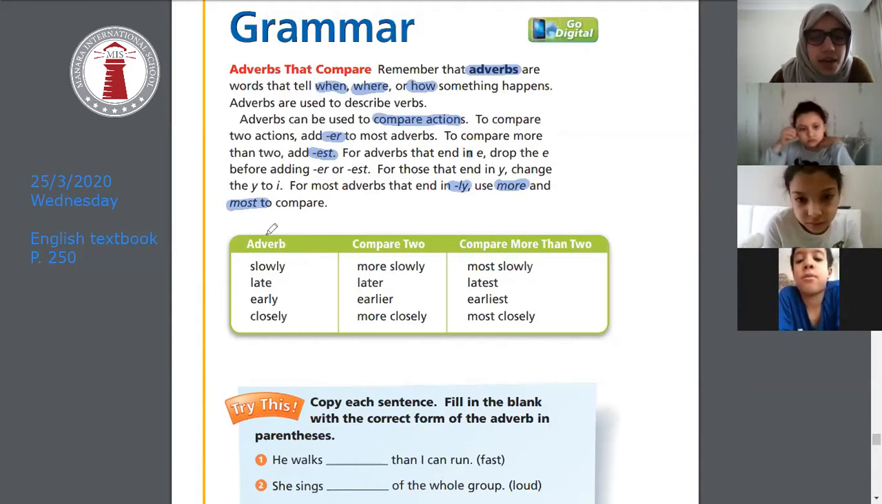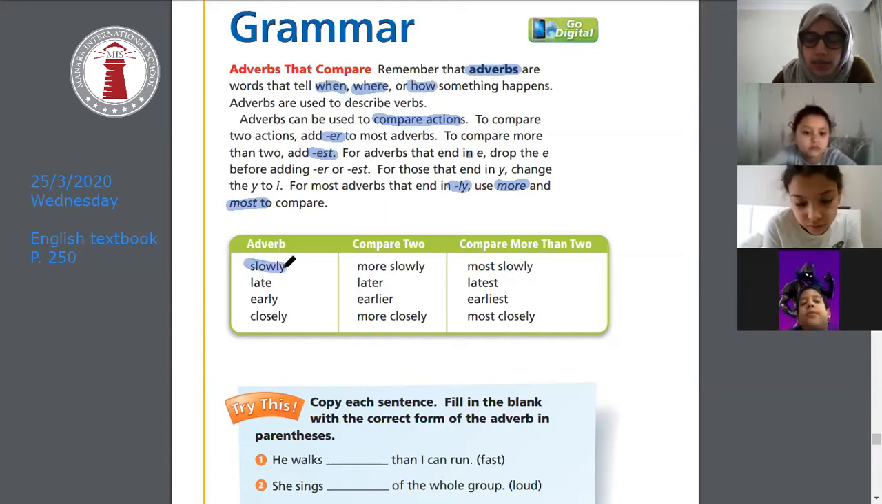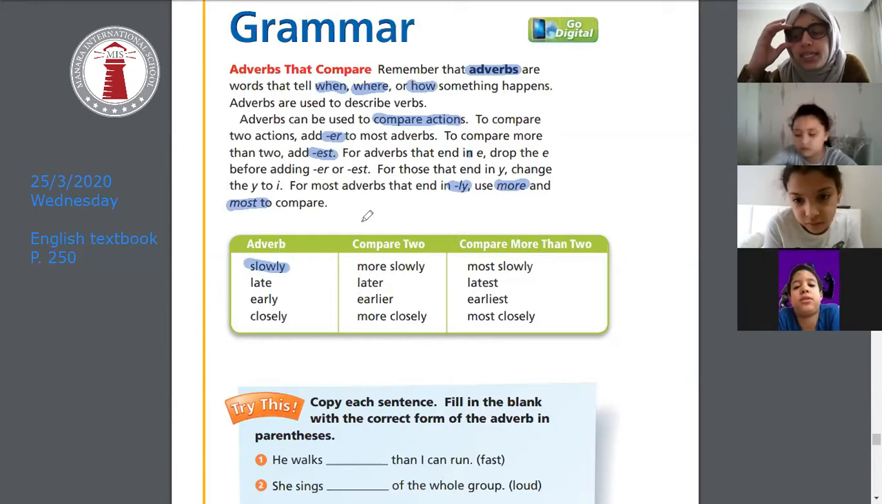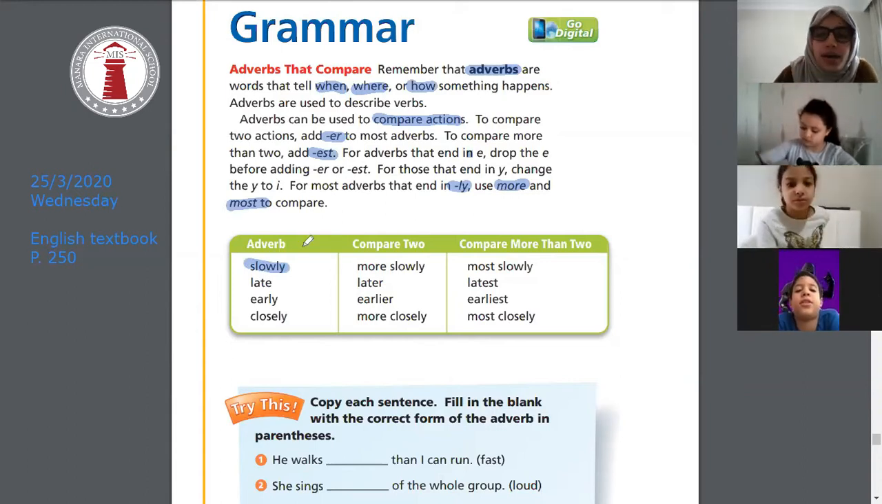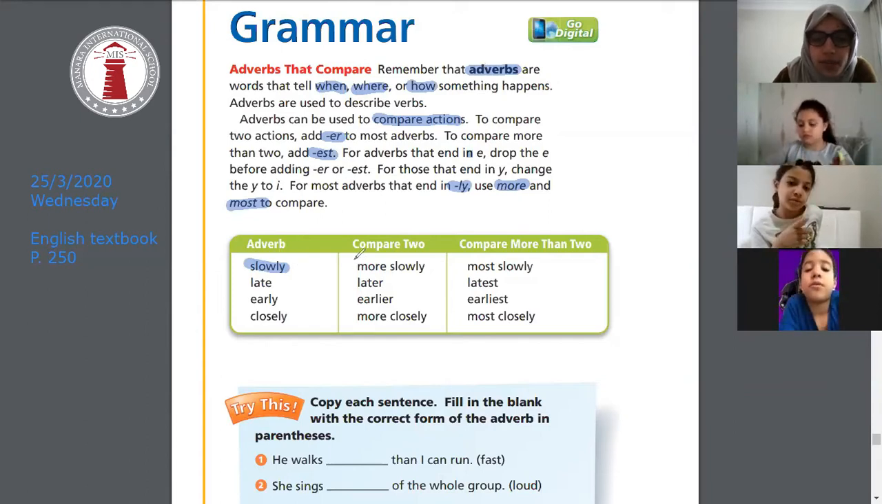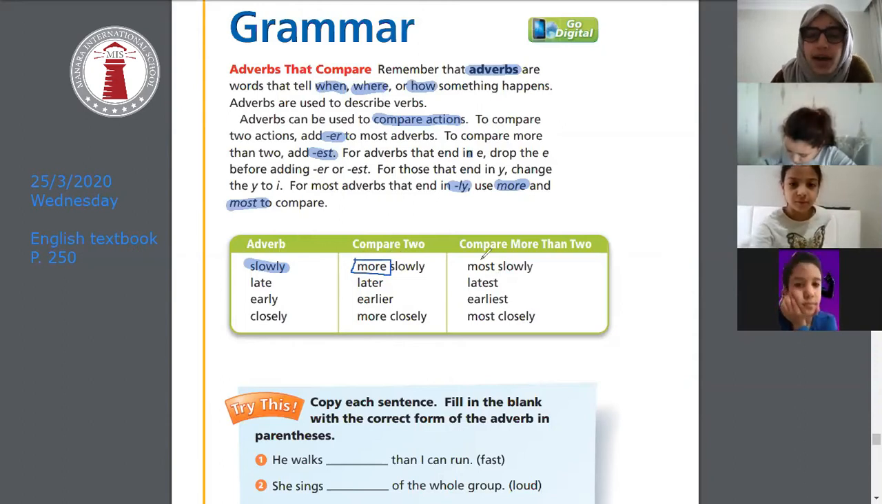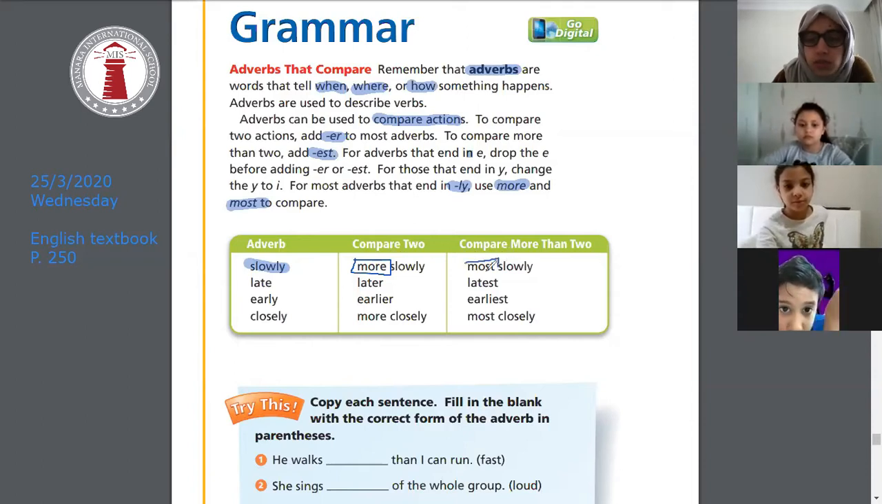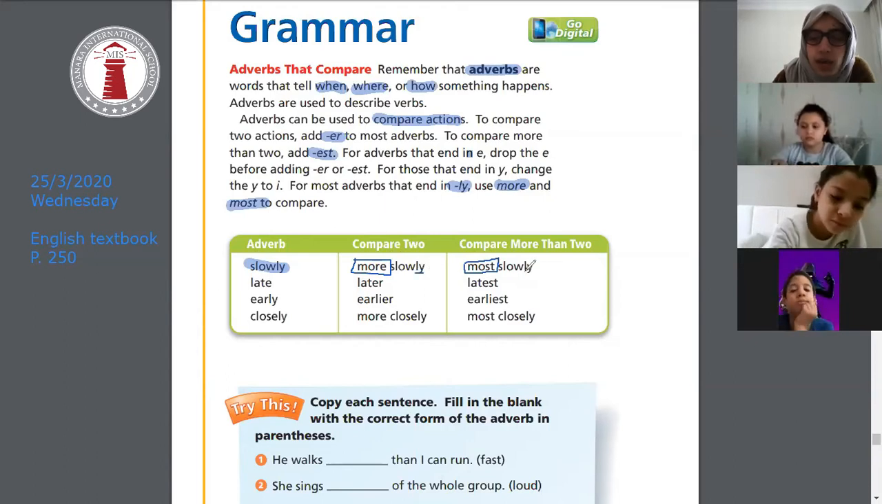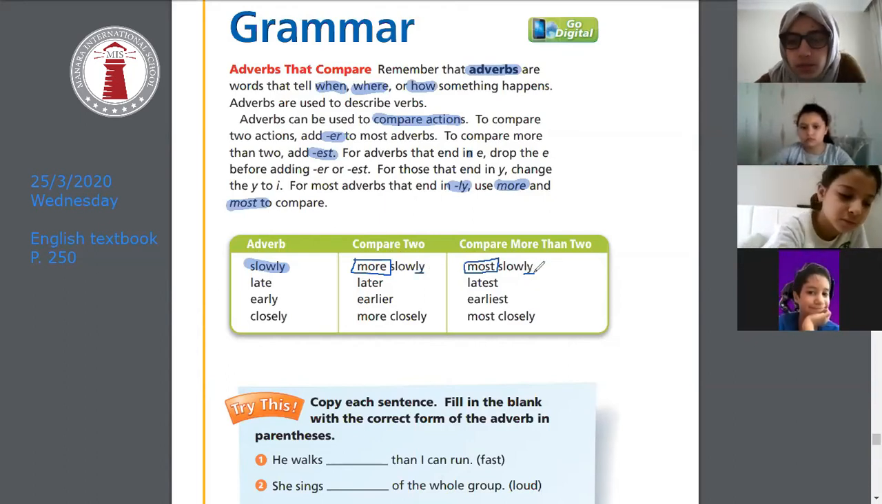So first example here, this adverb is slowly. So we can't say slowliest or slowlier because we have ly at the end. So when we have ly at the end, if we want to compare two actions, we will put more before the adverb. And if we want to compare more than two actions, we need to put most before the adverb. And in this case, it has to end in ly for you to add more or most for the adverbs.